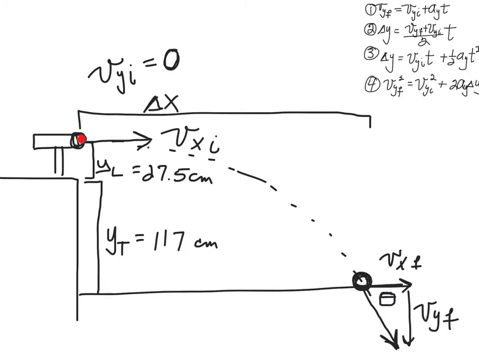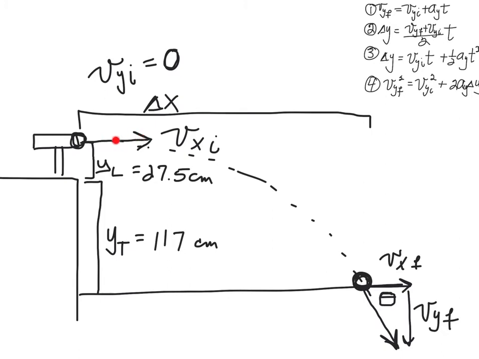So keep in mind, we do actually do this in lab. We set this up on a table, we take these measurements, we launch it, we put a piece of carbon paper on the floor so it makes a mark so we know exactly where it hits the floor. And then we measure that delta x, and we measure these distances. And so let's think our way through the problem.